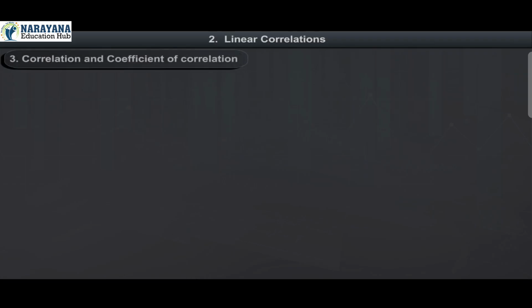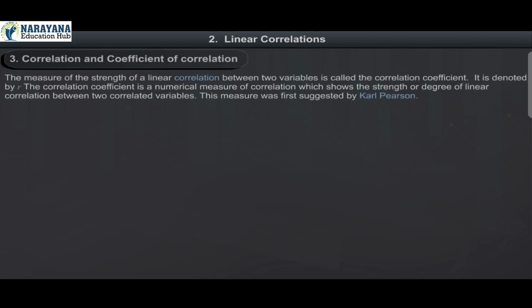3. Correlation and coefficient of correlation. The measure of the strength of a linear correlation between two variables is called the correlation coefficient. It is denoted by r. The correlation coefficient is a numerical measure of correlation which shows the strength or degree of linear correlation between two correlated variables. This measure was first suggested by Karl Pearson.